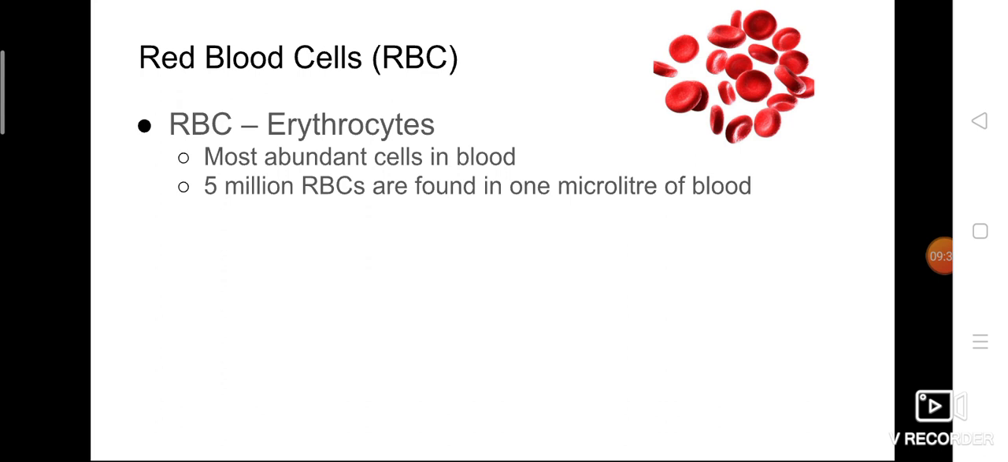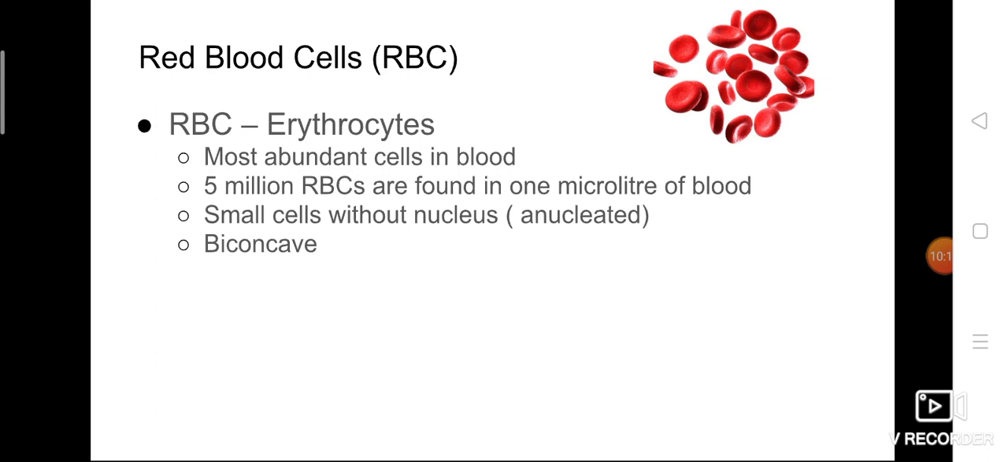In a small amount of blood, it contains 5 million RBCs, and they are small cells without nucleus. The size is very, very small, and they do not have any nucleus. See, usually a cell contains a nucleus, isn't it? But the RBC is the only cell which doesn't contain a nucleus. There is absence of nucleus, hence it is called anucleated. RBCs are called anucleated. A means absence, absence of nucleus. Hence they are anucleated and they are biconcave.